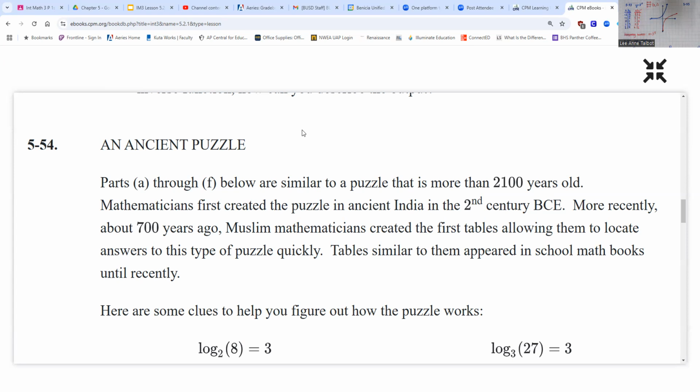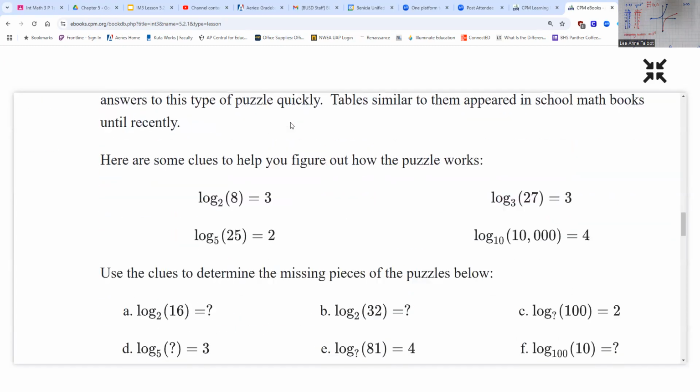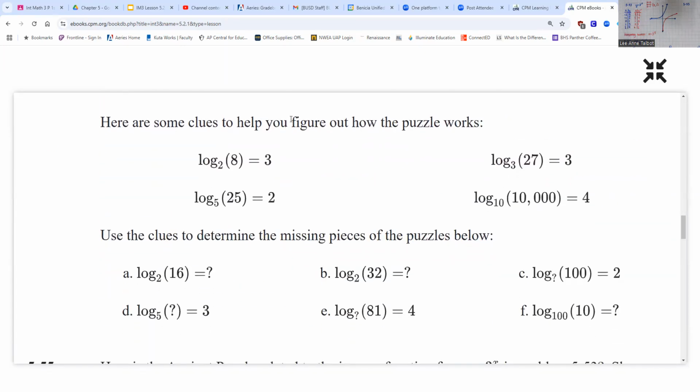Okay. More recently, about 700 years ago, Muslim mathematicians created the first tables allowing them to locate answers to this type of puzzle quickly. Tables similar to them appeared in school math books until recently. That's when the calculator started coming out. So here are some clues to help you figure out how the puzzle works. Okay, so I want you guys, in your groups, to look at the examples. Try to figure out what's happening and then try to answer the questions A through F and talk about it. Look at the examples. Try to figure out what's happening. Answer the questions. I see people writing. So if that person's in your group and they're writing, ask them what they're doing.